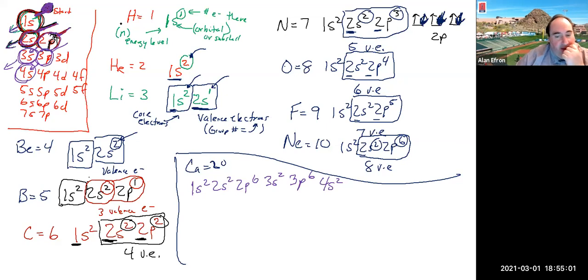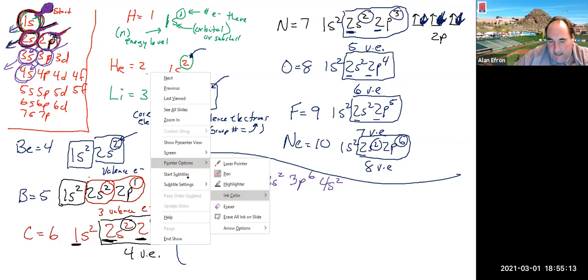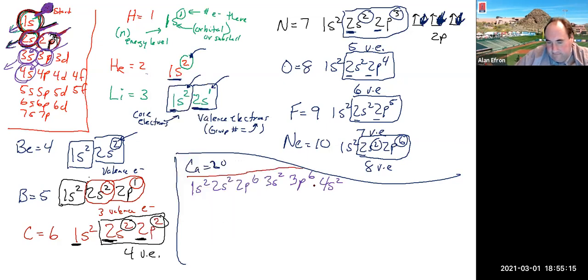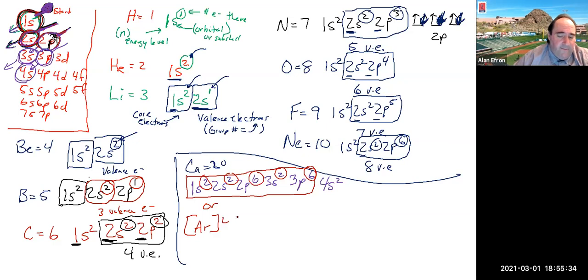Any questions on that? Now, if we look at this configuration up to here, we count the top, that is 2, 4, 10, 12, and 18 electrons. If I look on the periodic table, number 18 is argon. I could put argon in brackets and continue on with the configuration.